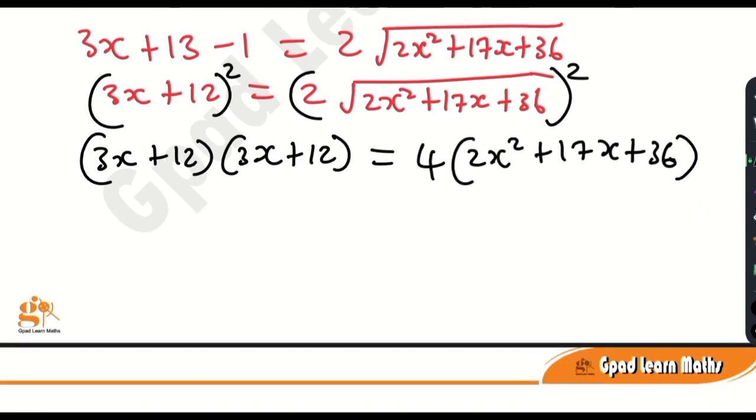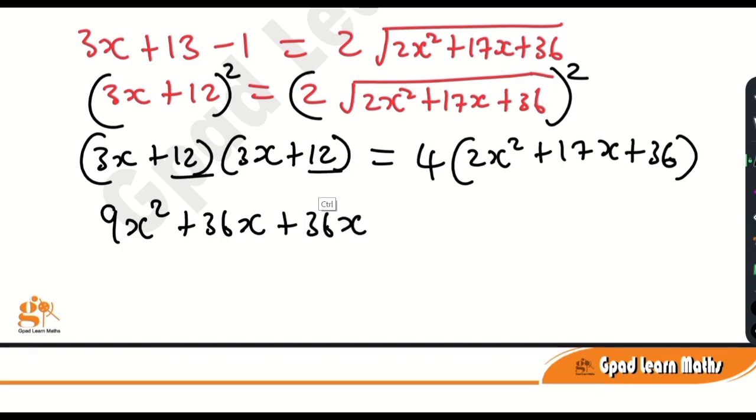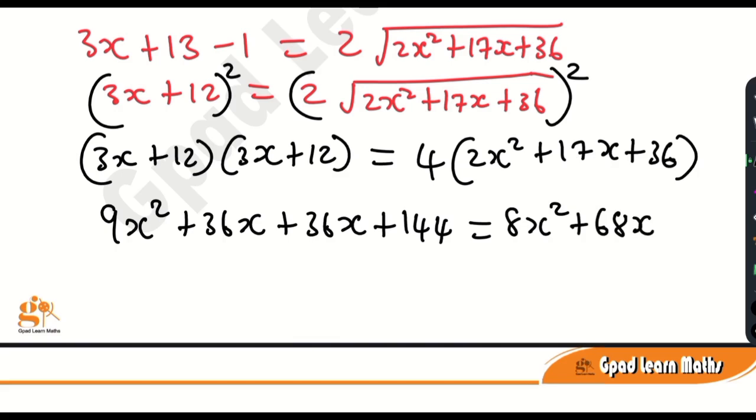And let's expand this. 3x times 3x is what? 9x squared. 3x times 12 is plus 36x. 12 times 3x is again plus 36x. And then 12 times 12 is plus 144. And let's expand this here. 4 times 2x is 8x squared. 4 times 17x is plus 68x. And then what about 4 times 36? What is that? That's 144. Okay, we have it here as well.